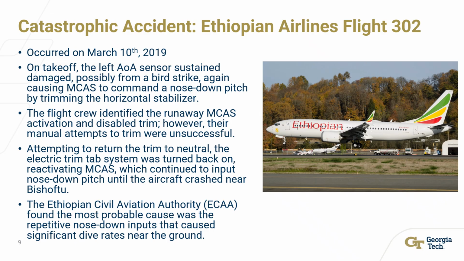The second hull loss occurred just under 5 months later on March 10, 2019, in a very similar situation involving MCAS. The left angle of attack sensor was damaged on takeoff, suspected to be caused by a bird strike, again causing MCAS to command a nose-down pitch by trimming the horizontal stabilizer. In this case, the flight crew identified the runaway MCAS situation and disabled the trim, but their manual attempts to correctly trim were unsuccessful. In their attempts to return the trim to neutral, they reactivated the MCAS, which continued to make nose-down inputs until the aircraft crashed. The Ethiopian Civil Aviation Authority found the most probable cause was the repetitive nose-down inputs that caused significant dive rates near the ground.